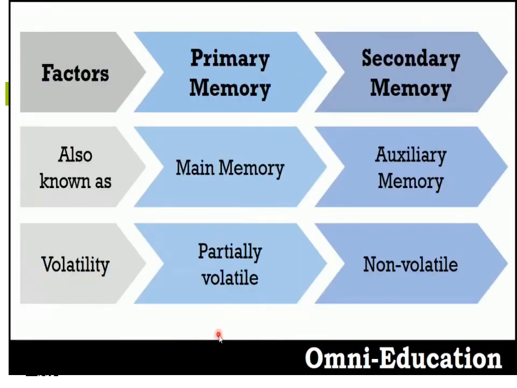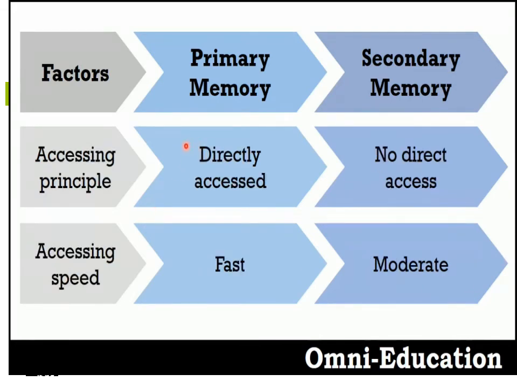Now let's understand the difference between primary memory and secondary memory with the help of the comparison chart. Primary memory is also known as main memory, secondary memory is also known as auxiliary memory. Primary memory is partially volatile in nature while secondary memory is non-volatile in nature. A CPU can directly access the primary memory while a CPU cannot directly access a secondary memory. Accessing the data from primary memory is faster while it is slow in secondary memory.